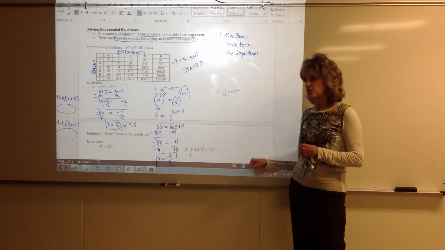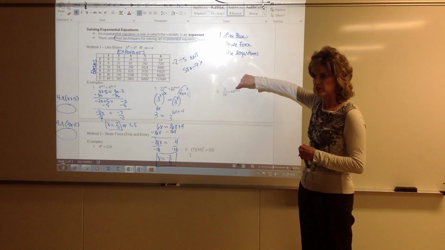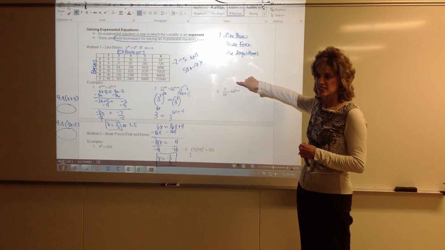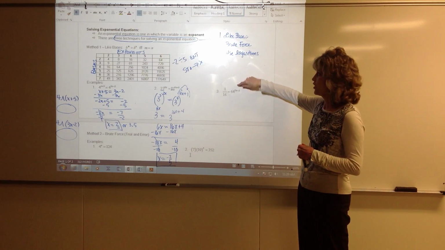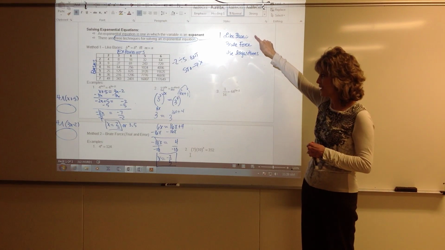Well, you look at this equation and you say, this is an exponential equation. How do I know? Because if I look at this exponent, I see a variable. Anytime you have a variable in the exponent spot, it's an exponential equation. We're going to learn 3 methods for solving exponential equations. The only one we've talked about so far is like bases.